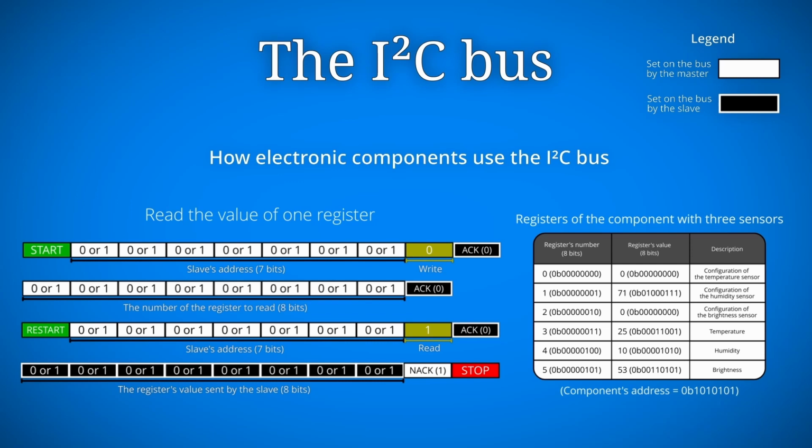If we continue our example, to retrieve the value in register 3, the master sends the slave address and the data 3, 00000011 in binary. Then it sends the slave address again for the read request, and the slave sends the data in register 3, 25, 00011001 in binary.